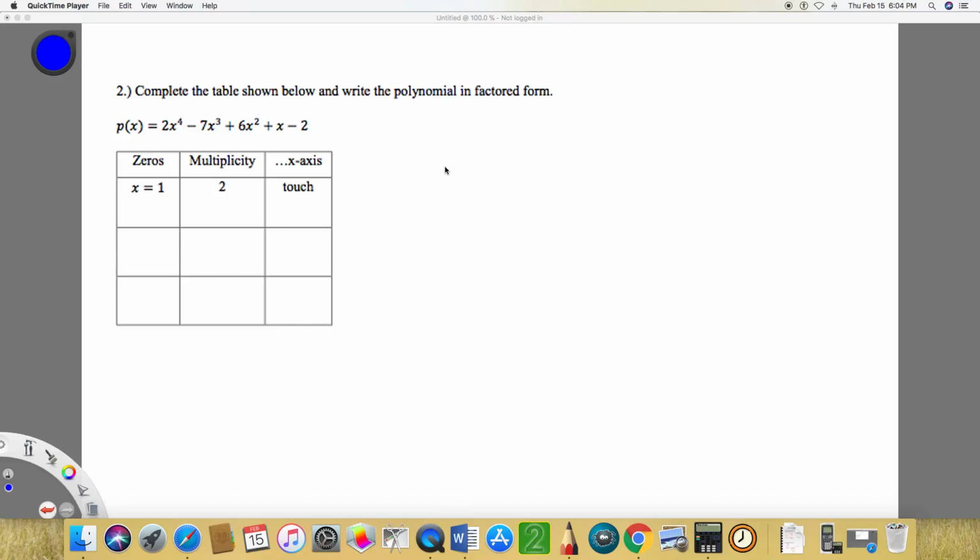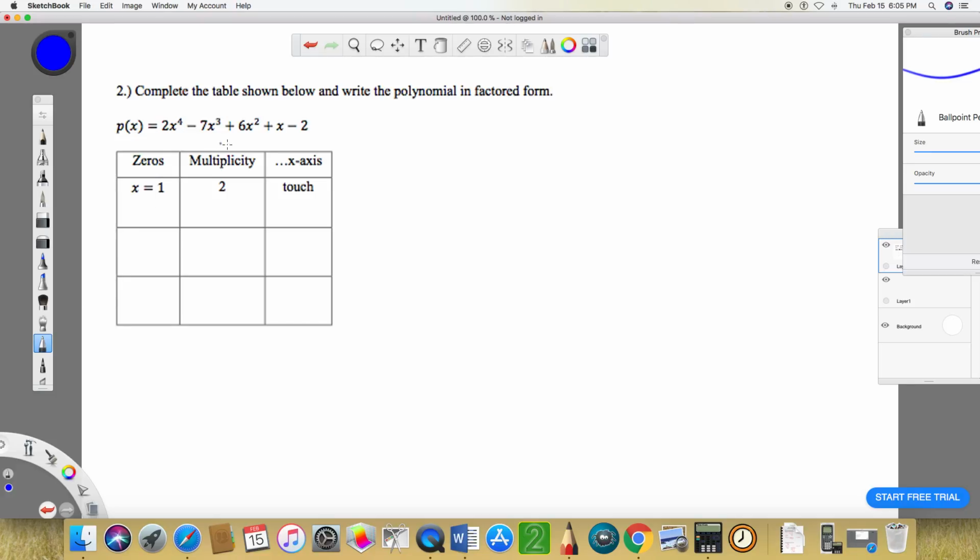Let's take a look here at number 2. We have a polynomial function. We want to factor it. We do not have, however, the tools to do that. We have this 2x to the fourth minus 7x cubed plus 6x squared plus x minus 2.